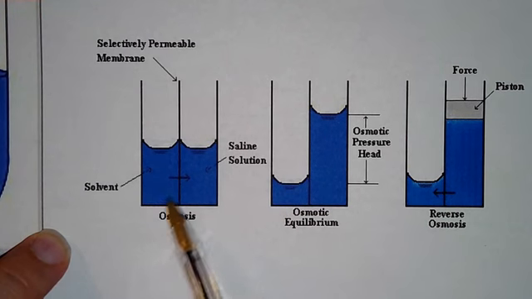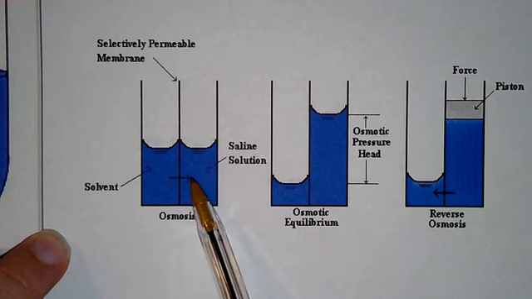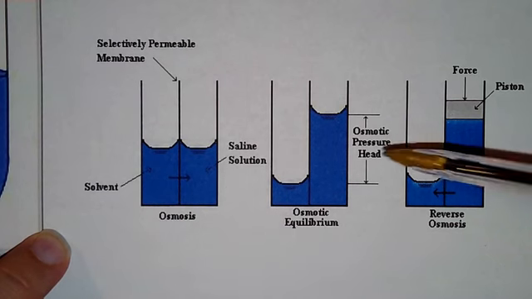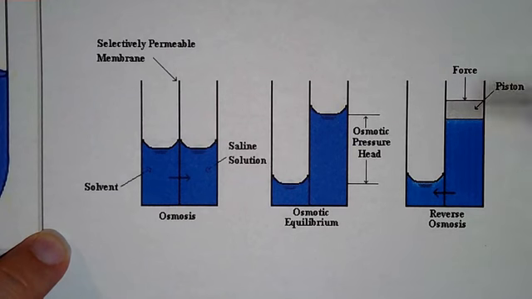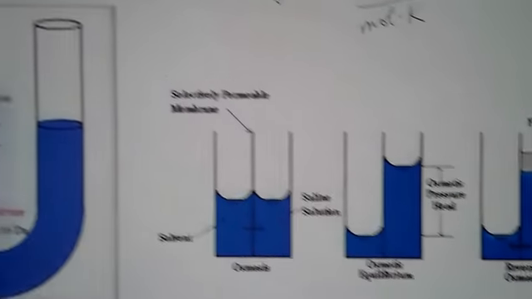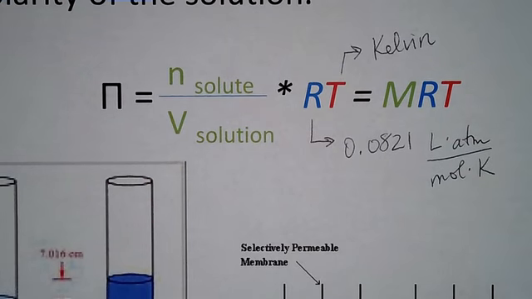So the greater the concentration of our saline solution here, the more water is going to move across the membrane. The increased amount of water requires a greater force to push the water back. So osmotic pressure then is going to be proportional to the concentration. So this is our equation.